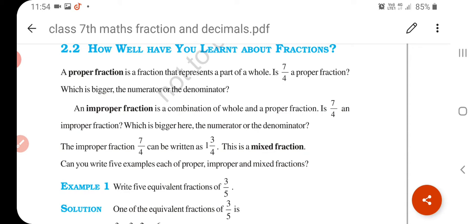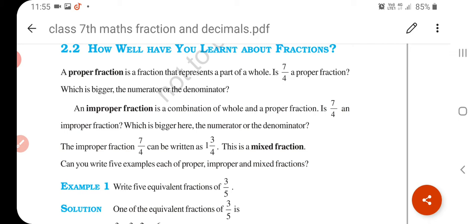And always remember, student, improper fraction we have converted into mixed fraction. Okay, and mixed fraction we have also converted into improper fraction. Yesterday we saw the videos on how to convert mixed fraction into improper fraction and improper fraction into mixed fraction. Okay, I think you understand.